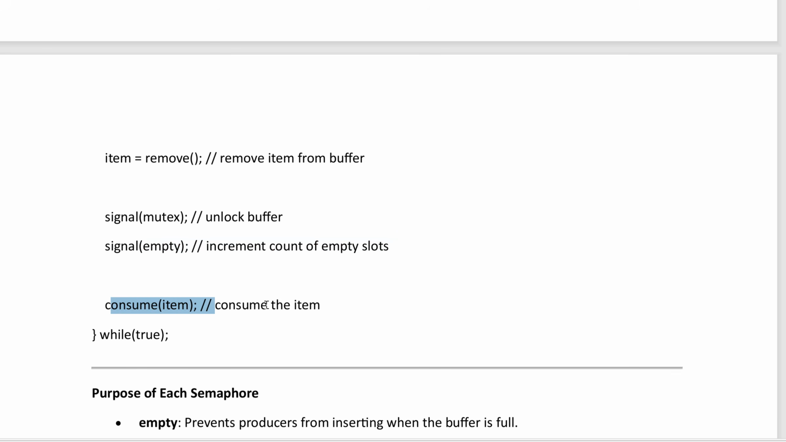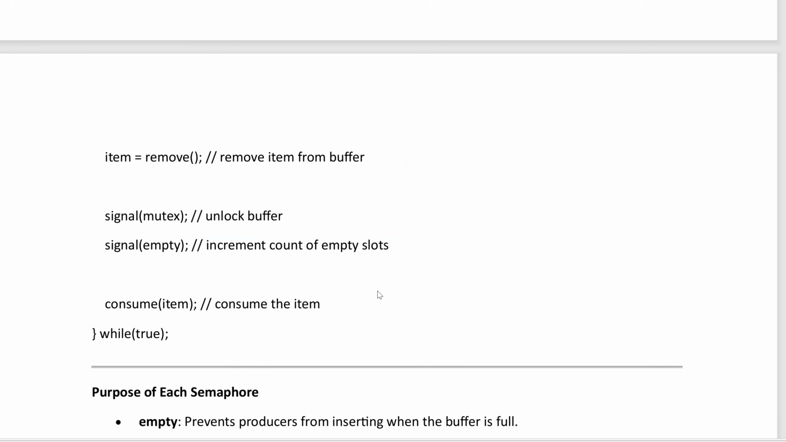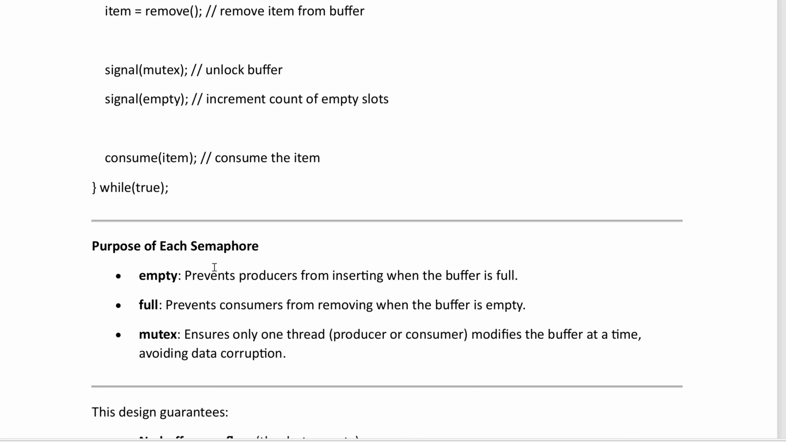And then the item will be consumed by the consumer, right? So this is the very popular solution to the producer-consumer problem with the help of the semaphore. The purpose of each semaphore has already been told to you. Once again, the empty semaphore prevents the producer from inserting when the buffer is full. The full semaphore prevents the consumer from removing when the buffer is empty. And the mutex semaphore ensures only one thread, either producer or consumer, modifies the buffer at a time.